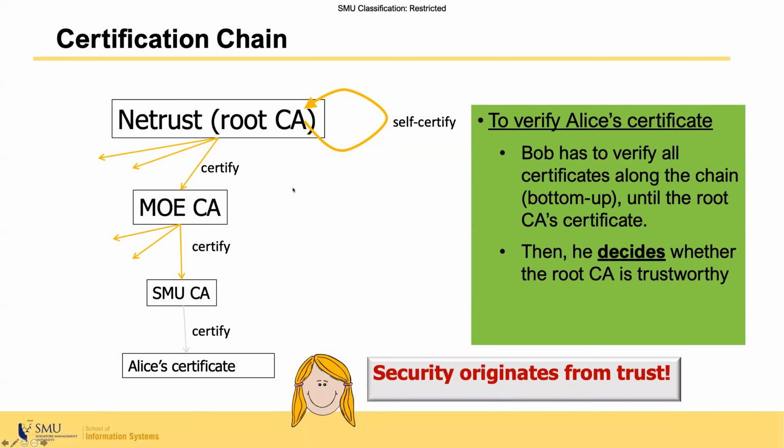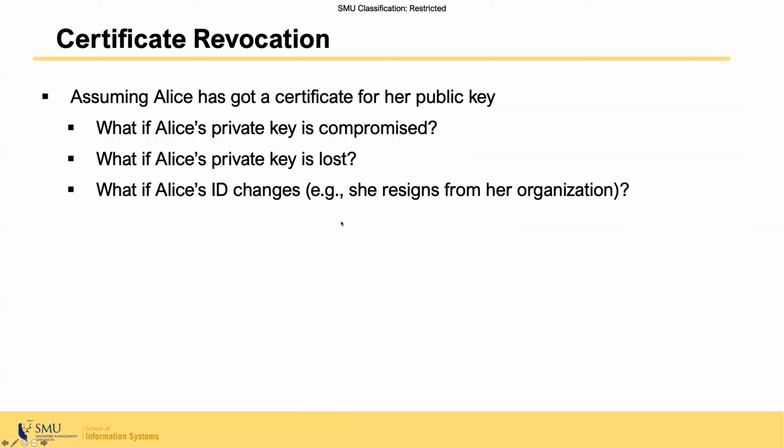So the key point here is security originates from trust. Next, certificate revocation. Once we are issued with the certificate, then we can use it, right? But at some point, we might have to revoke the certificate if one of these scenarios happen. So what if I have a certificate, but what if my private key is lost or stolen by somebody?